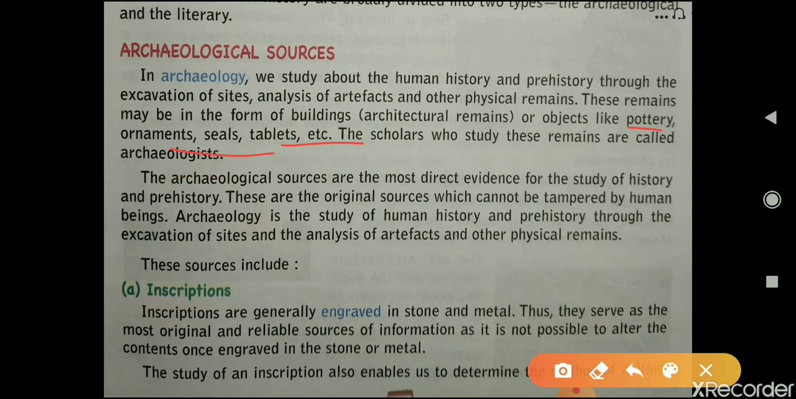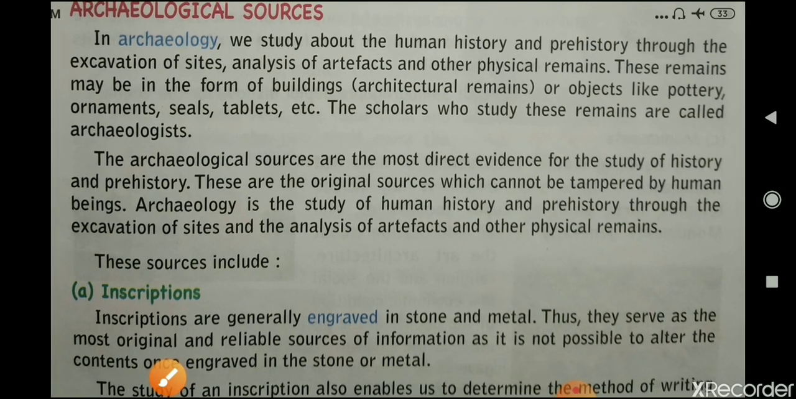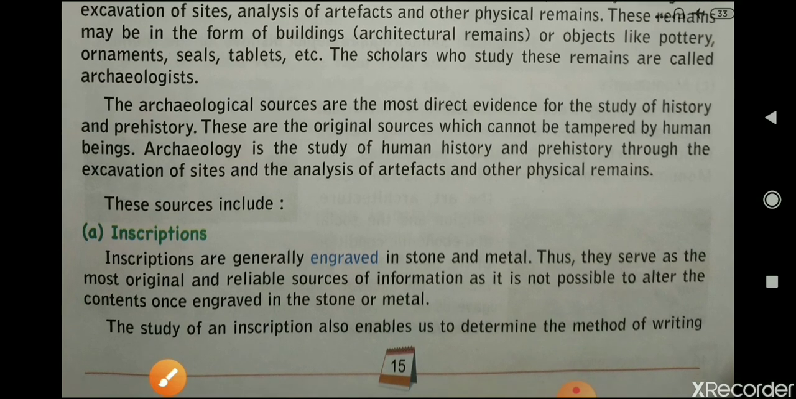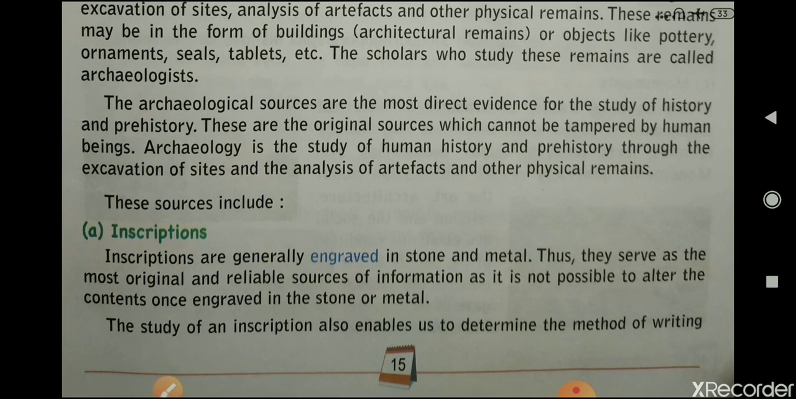Then archaeological sources are the most direct evidence for the study of history and prehistory. Means ये direct evidence हैं, proofs हैं हमारे history और prehistory को जानने, पढ़ने, study करने के लिए. These are the original sources which cannot be tampered by human beings. ये ऐसे sources हैं जिनको human beings tamper नहीं कर सकते. Means कुछ उसमें changes नहीं कर सकते.